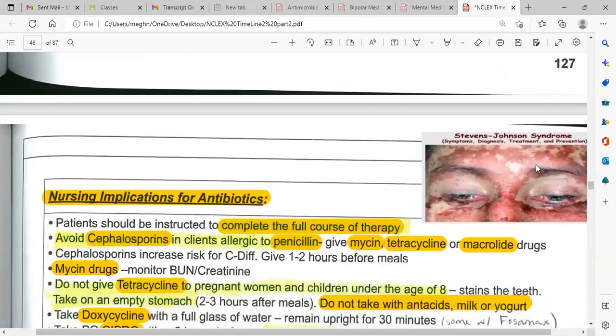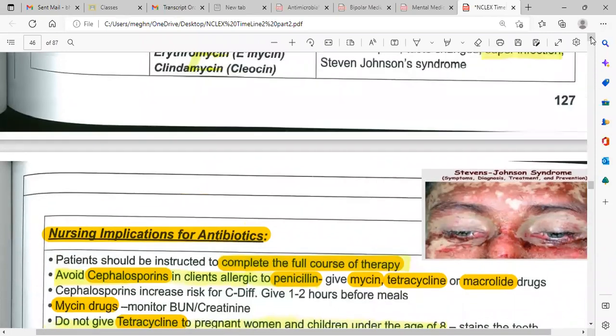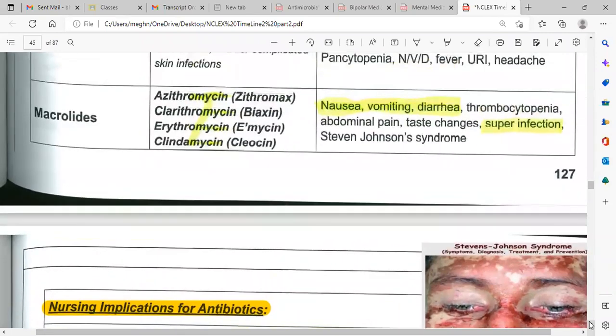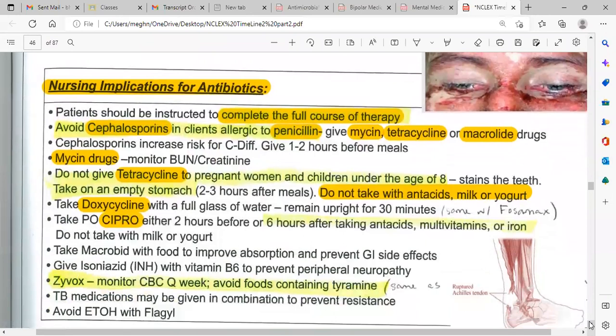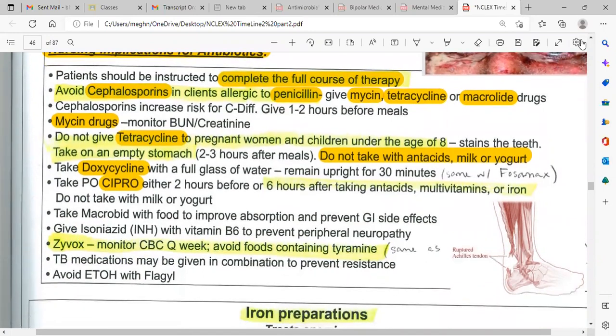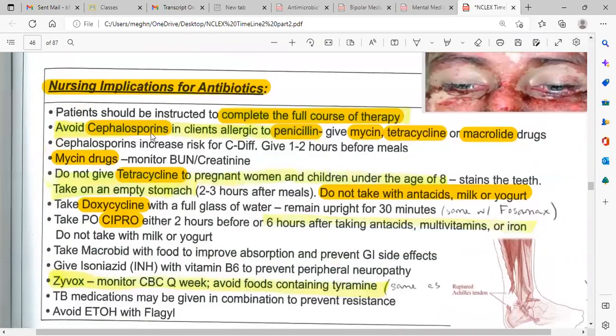What next? This is the picture. We can see a very bad reaction, Stevens-Johnson syndrome, because of macrolide antibiotics. Here we are going to learn some common information, or let me read some of this. This is nursing implementation for antibiotics. Every student has to know. You must know before you go to the exam.